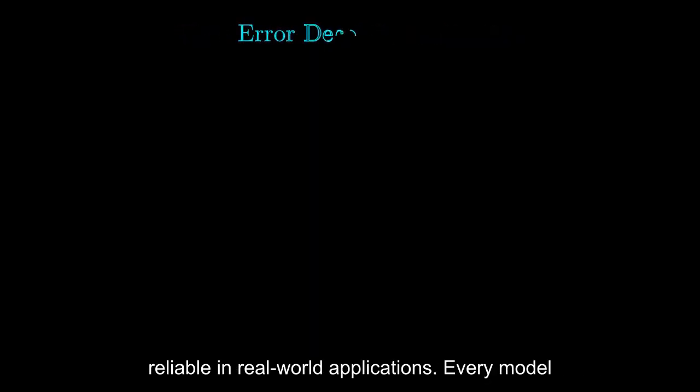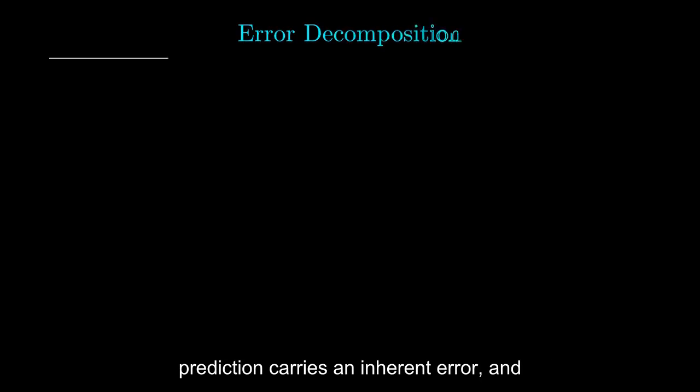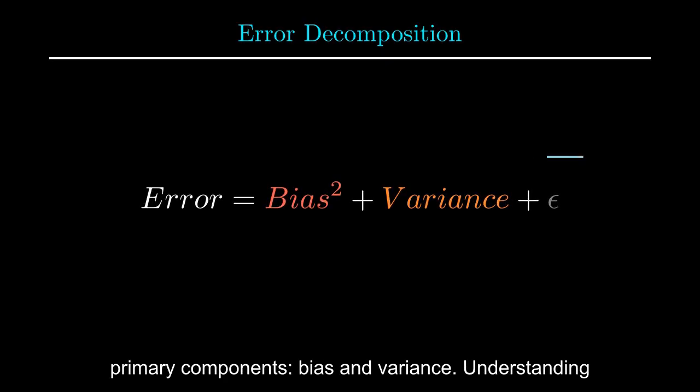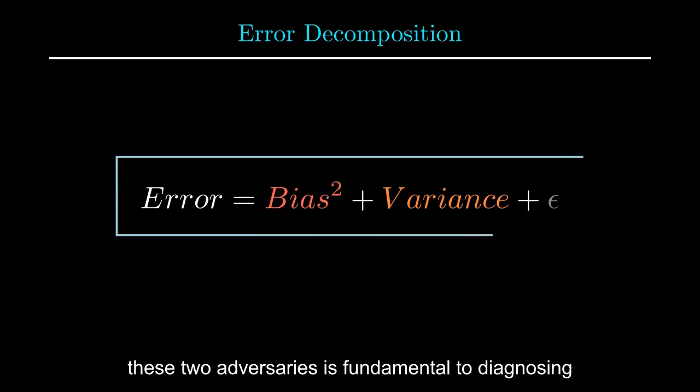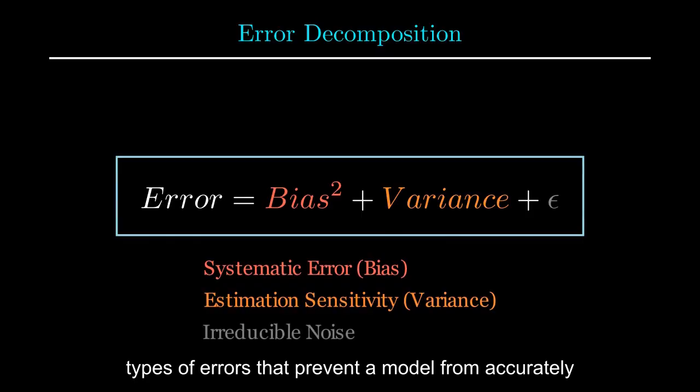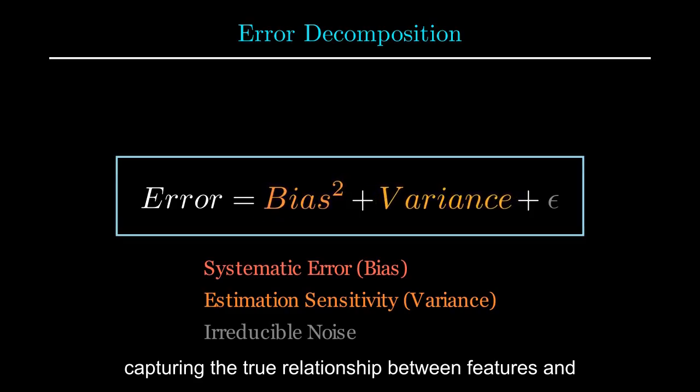applications. Every model prediction carries an inherent error, and statistically, we can decompose this error into two primary components, bias and variance. Understanding these two adversaries is fundamental to diagnosing and improving our models. They represent different types of errors that prevent a model from accurately capturing the true relationship between features and target.